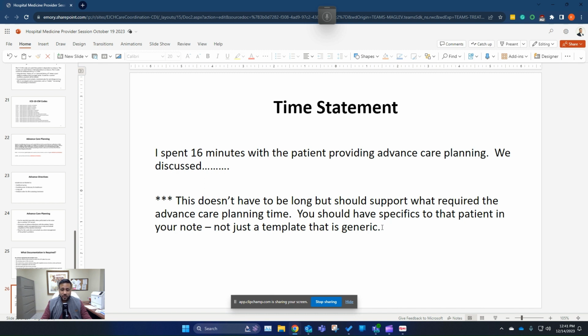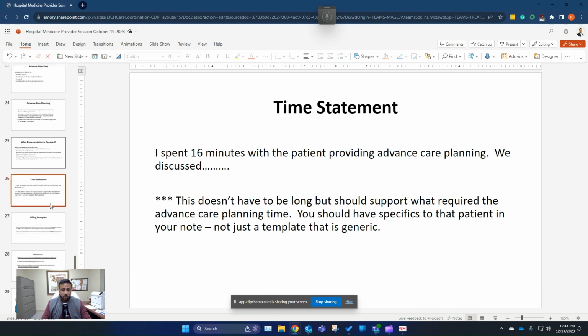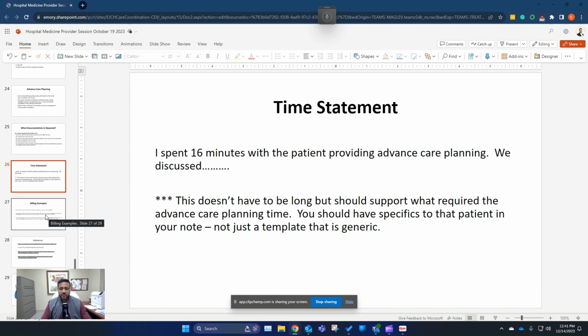So this doesn't have to be long, but you should put what required the advanced care planning time. Again, you don't want to get too generic, but if the patient has multiple comorbidities and you had this discussion, then it should be very easy for you to convince CMS that this discussion was needed. You're not going to be able to convince them that you had a long advanced care planning discussion with a 26-year-old who came in with cyclic vomiting syndrome. So that's not going to work. It has to make sense why you would discuss DNR code status or advanced directives with this patient.